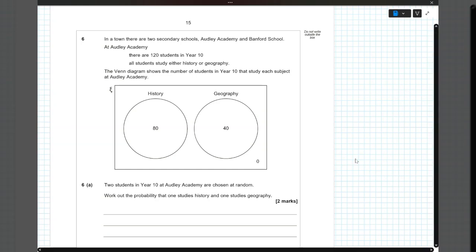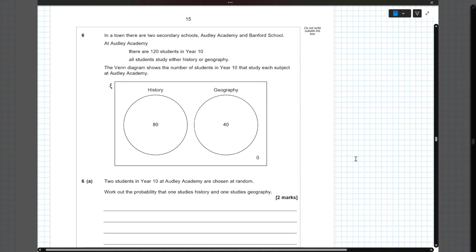Hi guys, question number 6. Another question where I have to scroll up and down. This is crazy. I wish they'd designed the papers a little bit better.